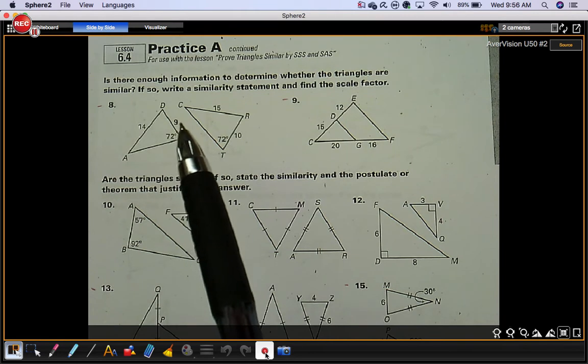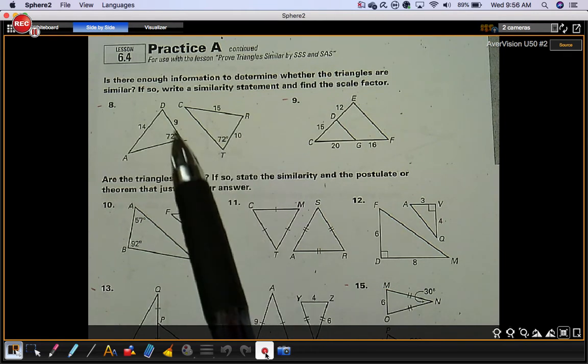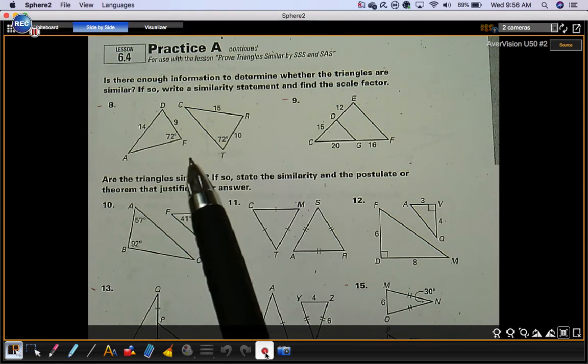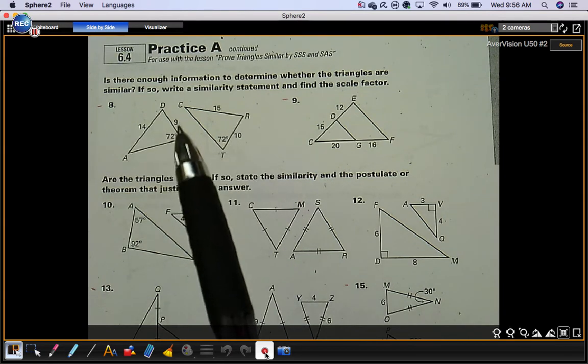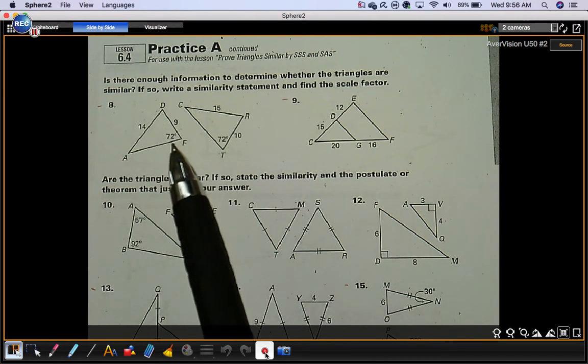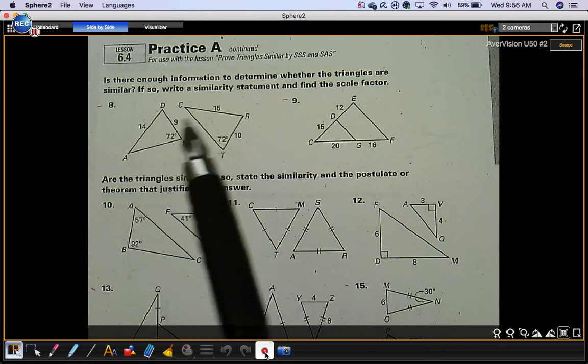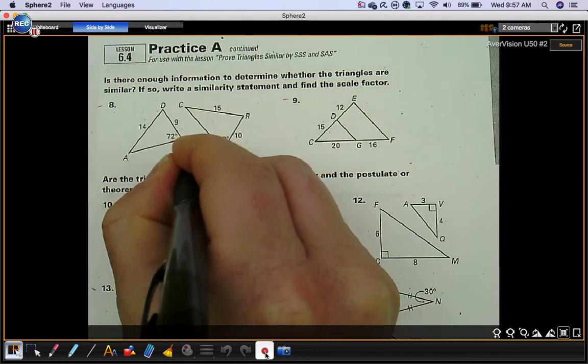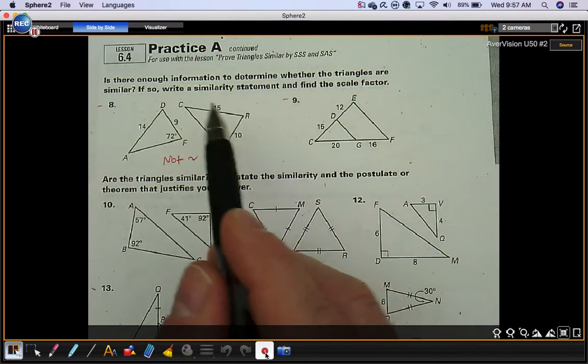Well, 9 to 10. Notice how this touches the 72-degree angle, so does this. 9 to 10 is not the same ratio as 14 to 15. Okay, so they're definitely not similar in this example. We don't have proportional sides.